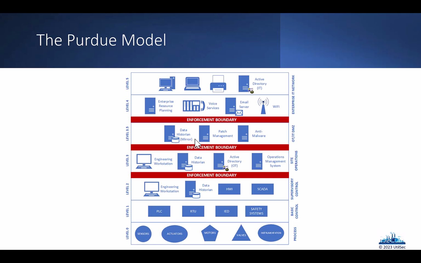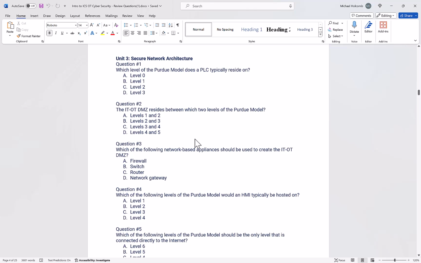I know it was not in the original Purdue model. It's what we call the expanded model. But yes, we call it level 3.5, or yes, it's C between levels 3 and 4.